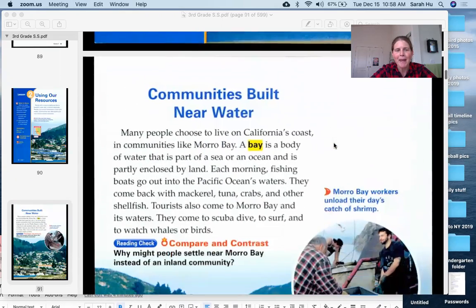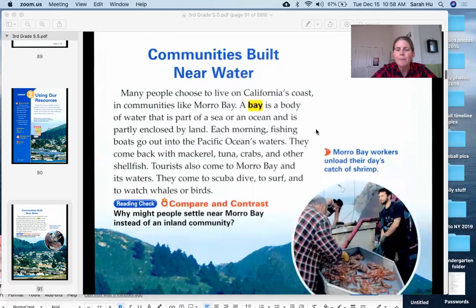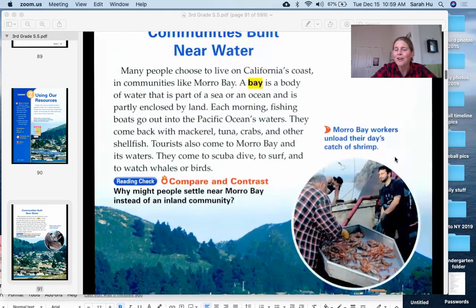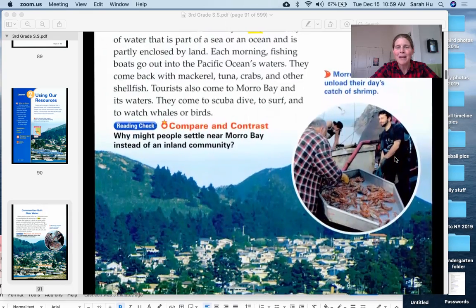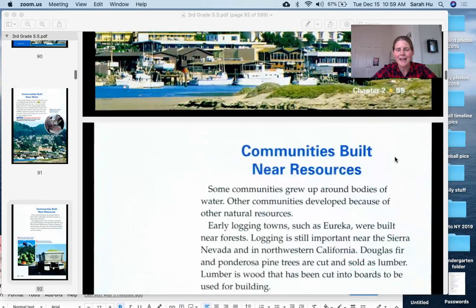Okay, we're moving on. So you're going to turn the page. This is page 55. Communities built near water. Many people choose to live on California's coast in communities like Morro Bay. A bay is a body of water that is part of a sea or an ocean and is partly enclosed by land. Each morning, fishing boats go out into the Pacific Ocean's waters. They come back with mackerel, tuna, crabs, and other shellfish. Tourists also come to Morro Bay and its waters. They come to scuba dive, to surf, and to watch whales or birds. So you can see in the caption, Morro Bay workers unload their day's catch of shrimp. So they've been out on their boats and they're catching their fish. They'll bring it to market.